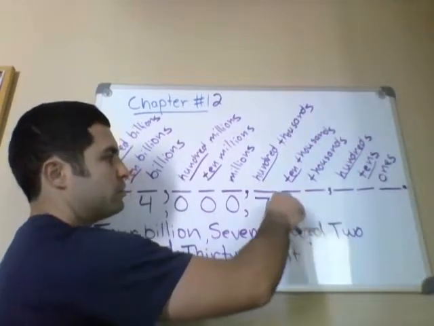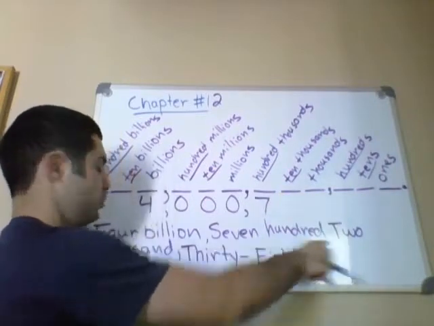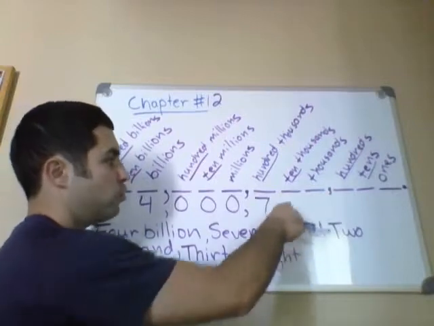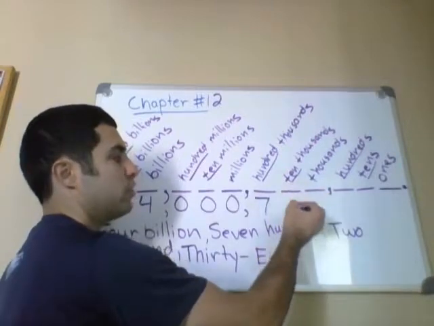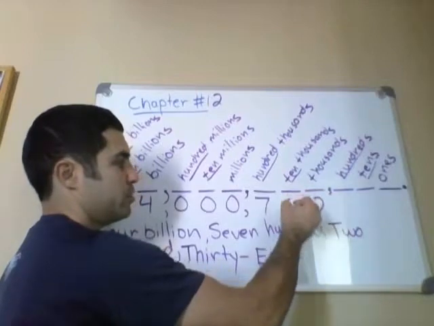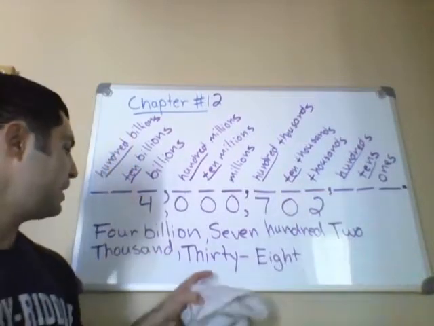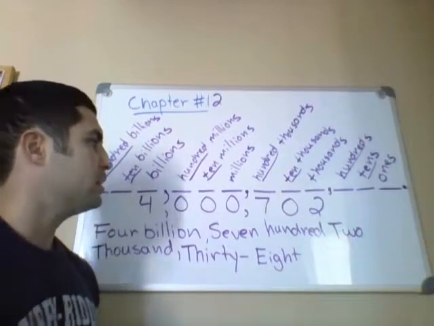102. Where does the 2 go? Does it go under the 10,000 or the 1,000 spot? It just says 2,000. If it said 20,000, then the 2 would go right there. So it goes under the 2,000, and we're just going to put a placeholder 0 in between the 7 and the 2. And the next one is 38.